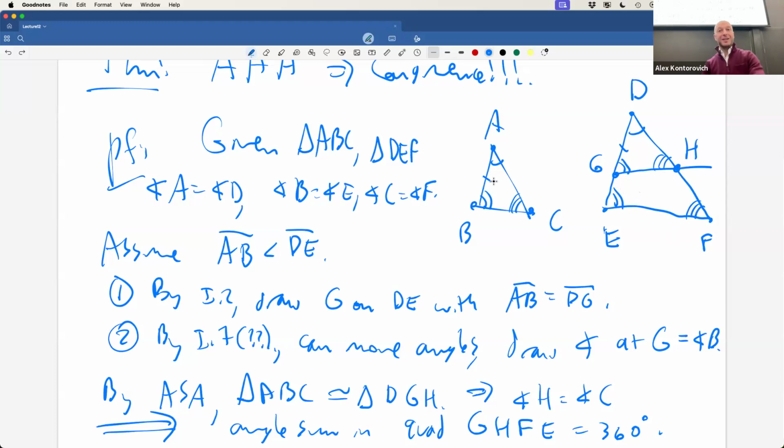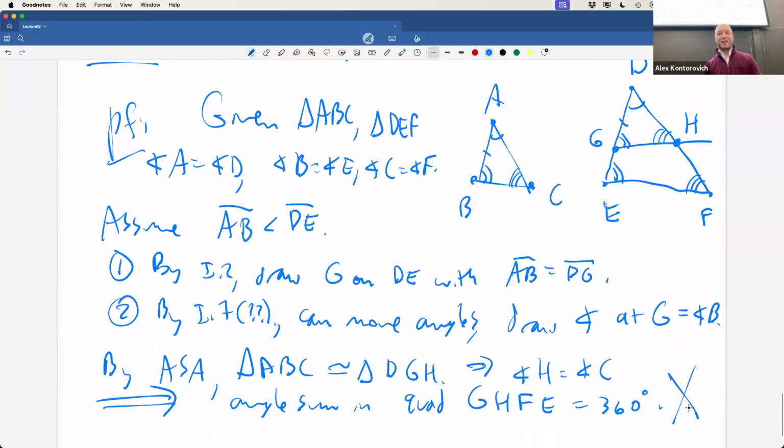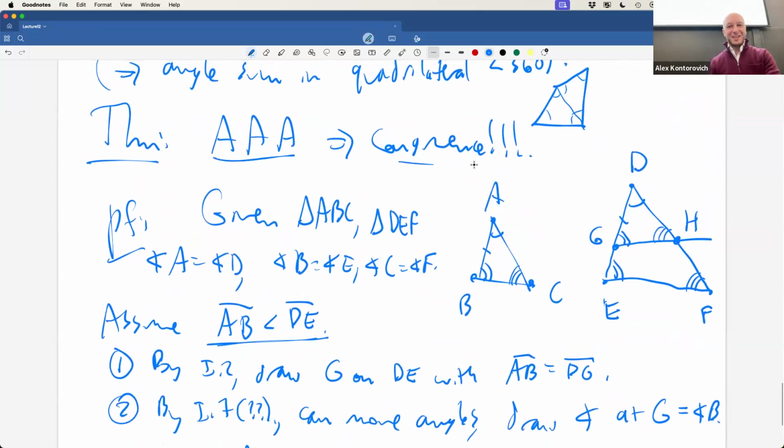And that's a contradiction because we said we live in a world where the sum of the angles in a quadrilateral adds up to less than four right angles. What was wrong is the assumption that AB is less than DE. They can't have different sides. So actually AB and DE are the same, and having the same angles means that the side lengths are congruent.